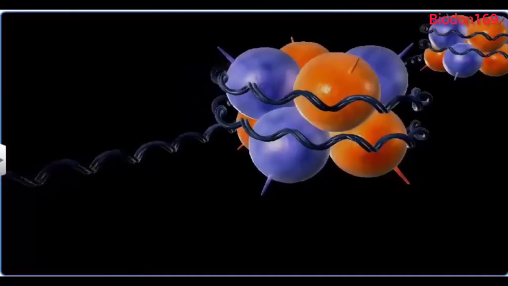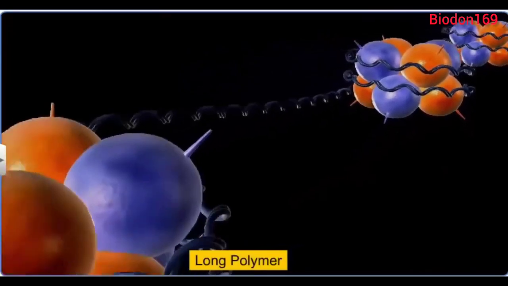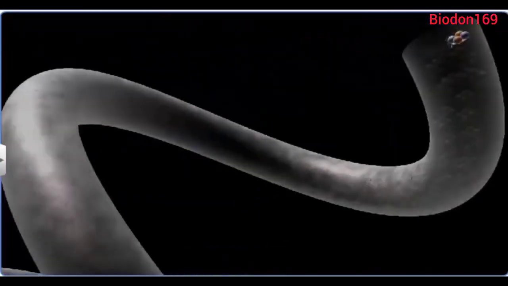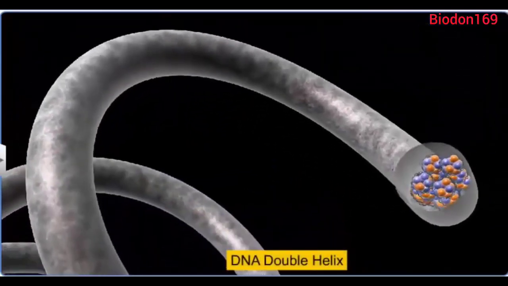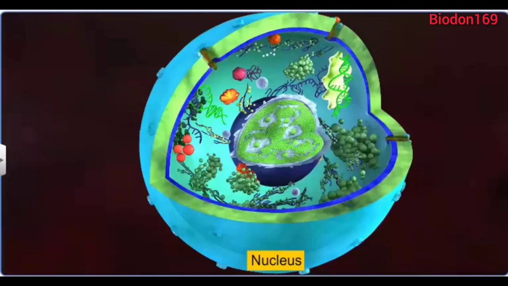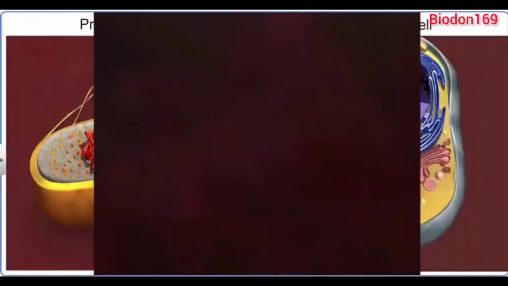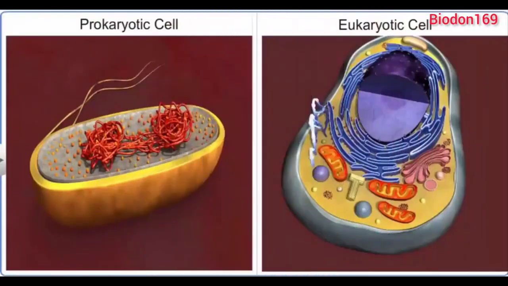Have you wondered how such a long polymer is packaged within a typical nucleus with a dimension of about 10 raised to the power minus 6 meters? To understand this, let us learn about the packaging of a DNA double helix, which is different for both prokaryotes and eukaryotes.